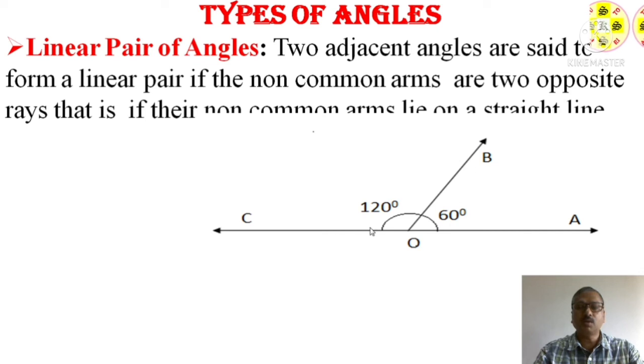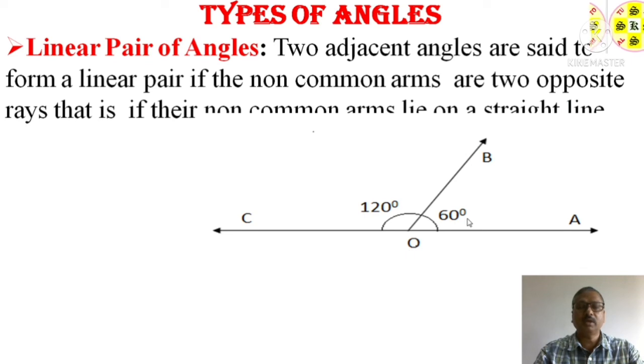Here OB is the common arm and OA and OC are non-common arms. They must form opposite rays, or we can say this is a line. Here AC is a line and OB stands on AC. Whatever the angles, their sum is definitely 180 degrees. If we write 50 and 130, then also 180 degrees; 90, 90, 180, like this. So this is a linear pair.